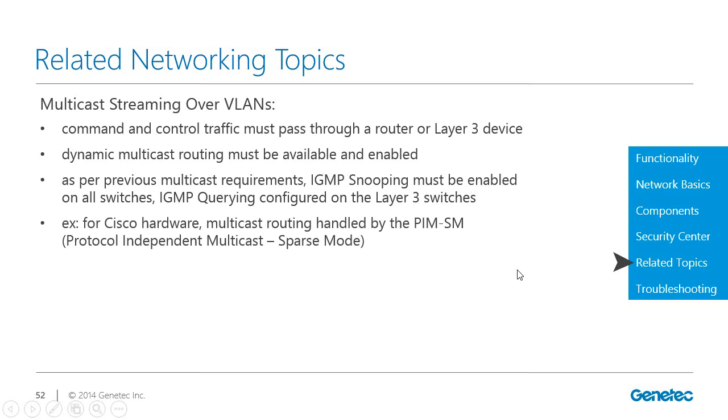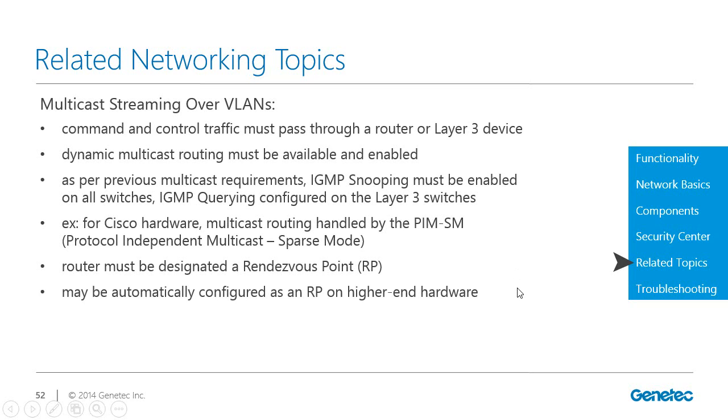For example, if you're using Cisco hardware, the multicast routing is enabled through the Protocol Independent Multicast Sparse Mode, or PIM-SM. This PIM sparse mode needs to be enabled on the Layer 3 device of each VLAN interface. Using the sparse mode will require using a router that has been designated as a rendezvous point, or RP. This may be automatically configured on higher end equipment, or you can check the specific hardware guide on how to enable this feature on your switches or routers.